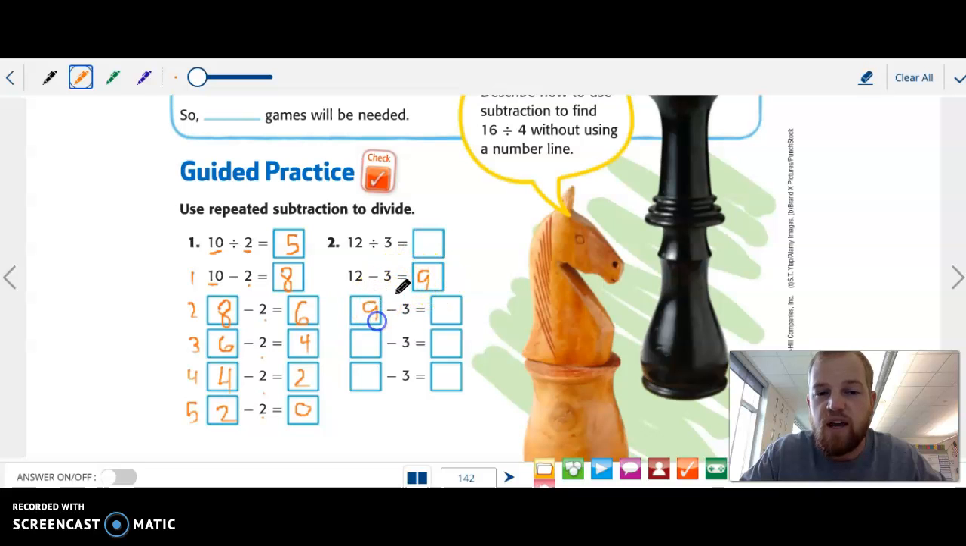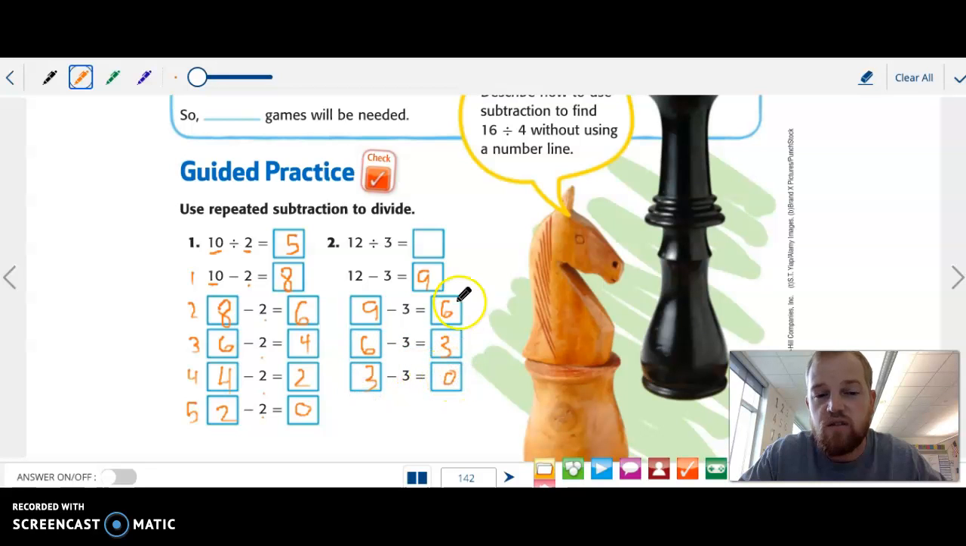I keep using my answer from my last subtraction problem, but I subtract the same number the whole time. And you'll see that we start with divided by 3. We're going to keep subtracting 3 the whole time. Now I have 9 minus 3, which I know is 6. I bring my answer over to 6. 6 minus 3, I know is 3. And then I carried over 3 minus 3 is 0.